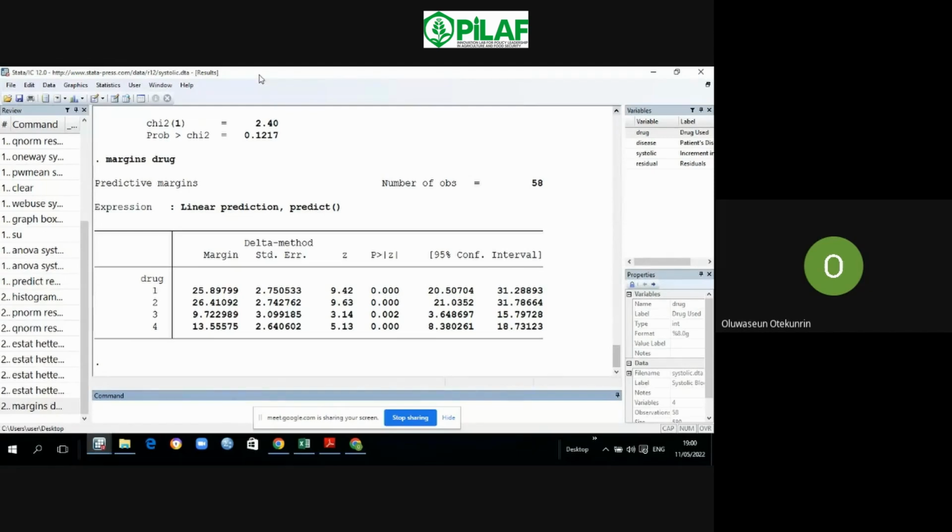You see the marginal means. Drug 3 has the least. They are all significant. Then we want to see the plot now. So we just type margins.